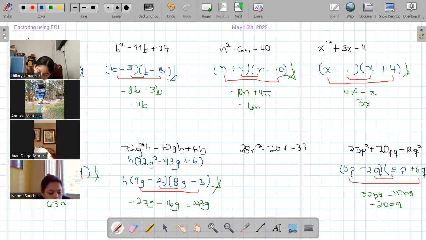Okay, let's go with the last one of the exercises that we have on screen right now, because afterwards, we're going to do a little bit more. So we have 28r squared minus 20r minus 33. What is the first step in solving this, in factoring this trinomial?